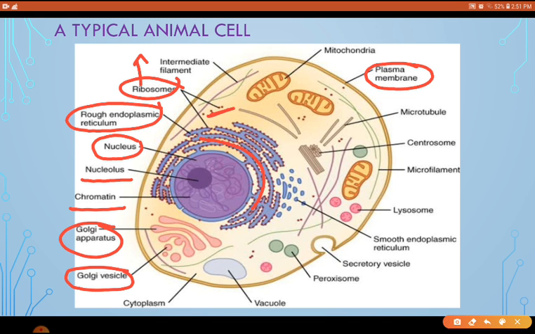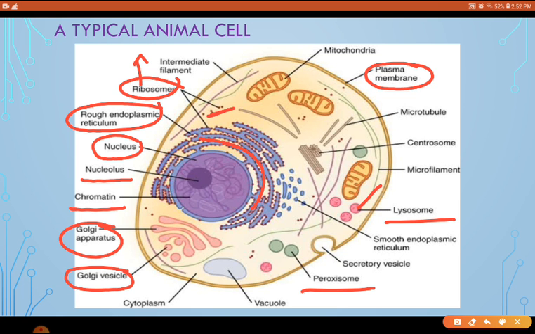These Golgi vesicles could be lysosomes or these could be peroxisomes. Lysosomes are the membrane bounded organelles which contain certain enzymes which are used to digest the food which is present in the cell.